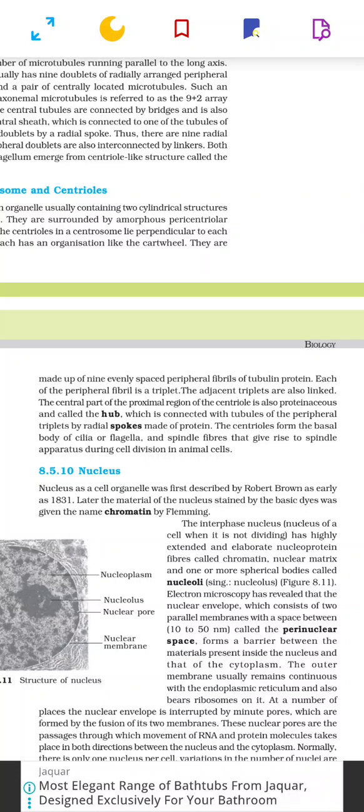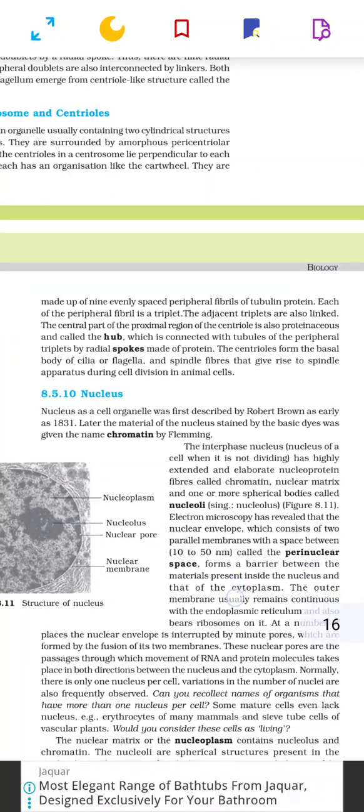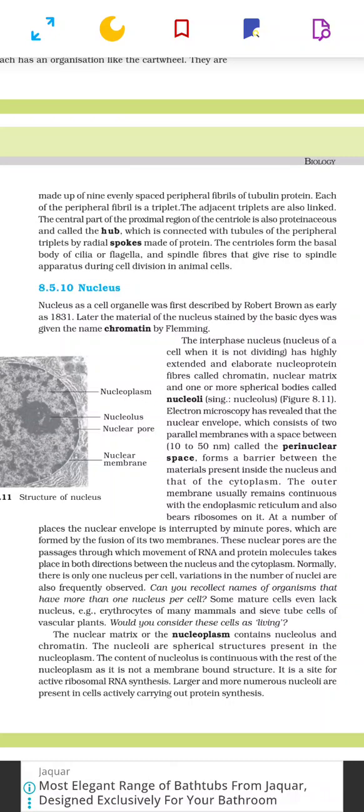Electron microscopy has revealed that the nuclear envelope, which consists of two parallel membranes with a space of 10 to 15 nanometers called the perinuclear space, forms a barrier between the materials present inside the nucleus and that of the cytoplasm. The outer membrane usually remains continuous with the endoplasmic reticulum and also bears ribosomes on it. At a number of places, the nuclear envelope is interrupted by minute pores which are formed by the fusion of its two membranes. These nuclear pores are passages through which movement of RNA and protein molecules takes place in both directions between the nucleus and the cytoplasm.